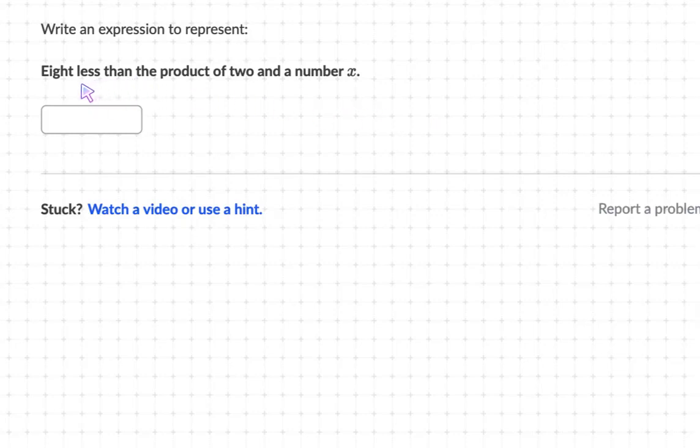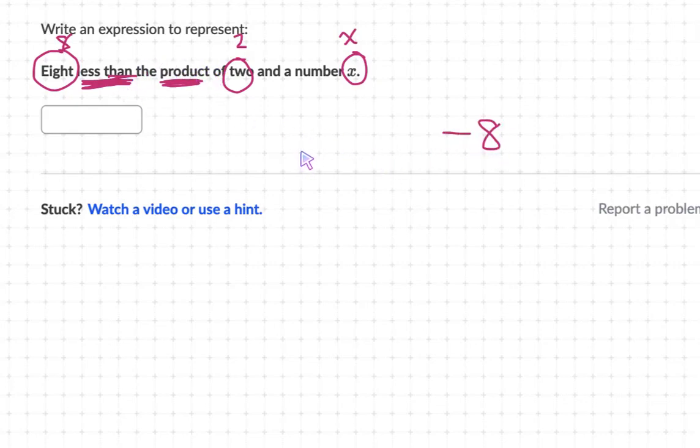Okay, so let's see, less than is one of the key phrases, and product. 8 is a number, 2, and x. So 8 less than, this was the tricky one, 8 less than. So I'm taking an amount and I'm trying to find 8 less than that. So that means that minus 8 is going to go at the end. I'm trying to take away 8 from that. 8 less than the product means to multiply, of 2 and x. One's a number and one's a letter, so I don't need a multiplication sign between them.